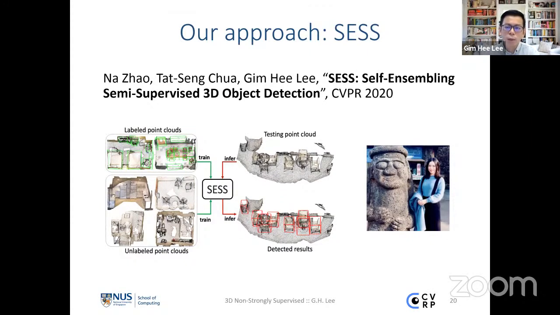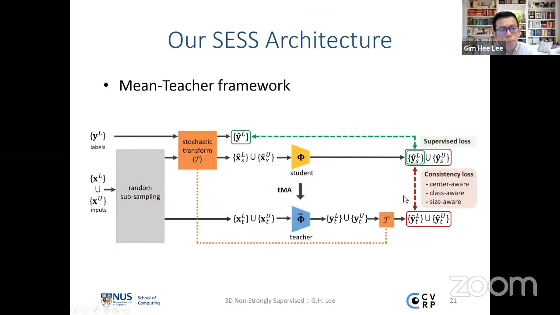It stands for Self-Ensembling Semi-Supervised 3D Object Detection, which was published in CVPR this year. This work was done by my student, Zhao Na, over here. And our SESS architecture is based on what we call the mean teacher framework. Basically, there are two branches in this framework: one is the student branch and one is the teacher branch. The student branch will transfer the knowledge to the teacher using what we call the exponential moving average.